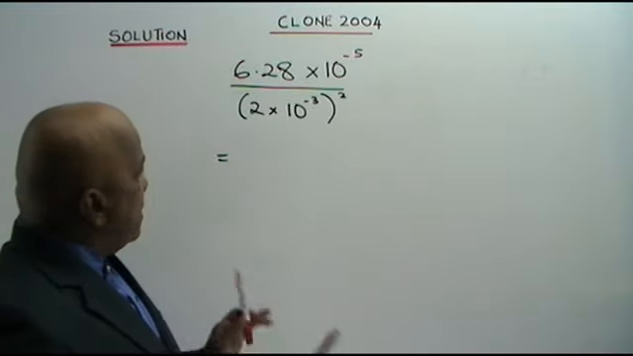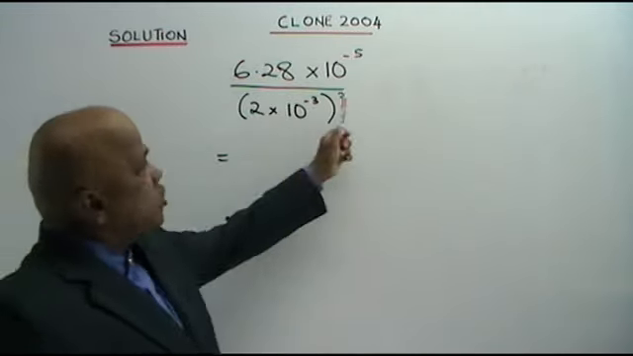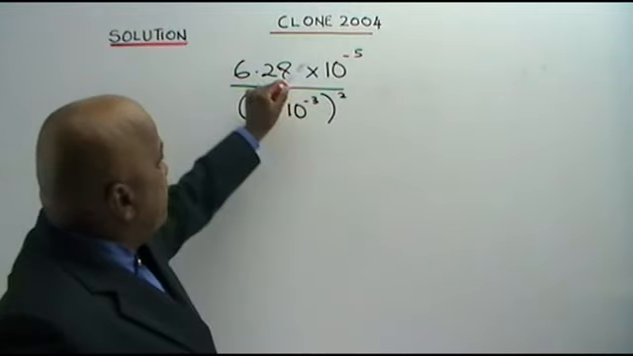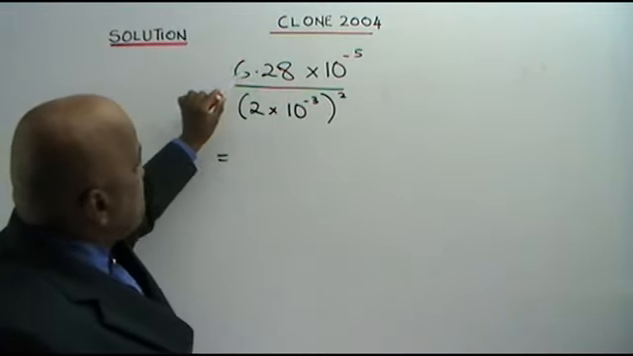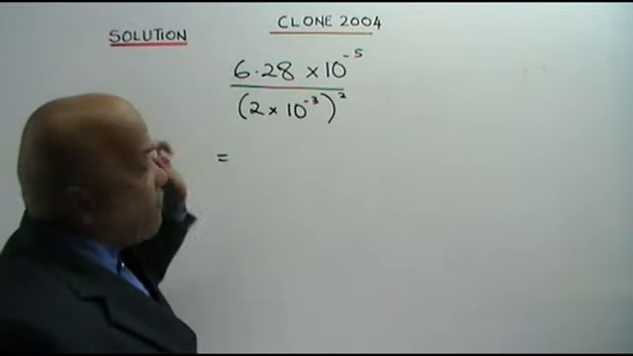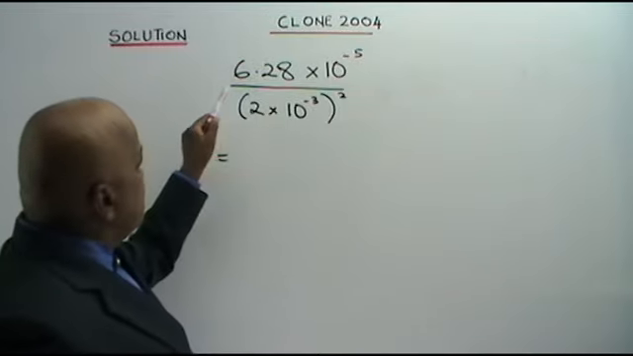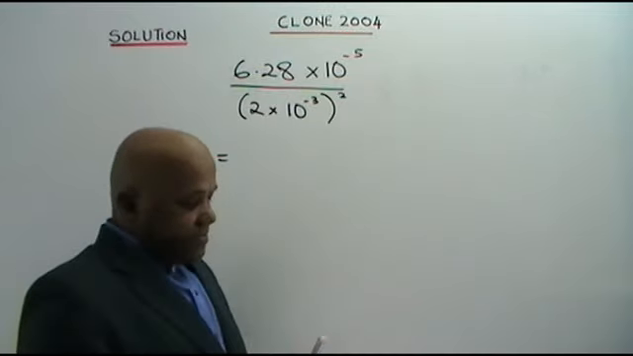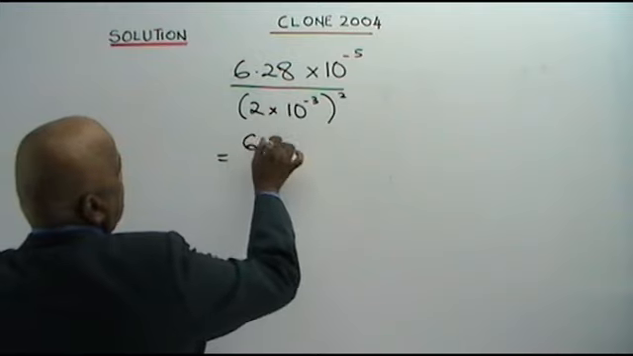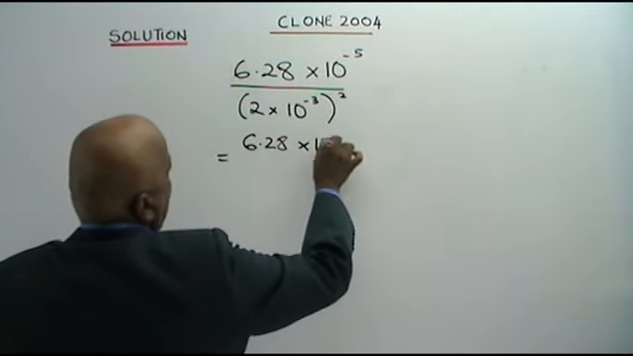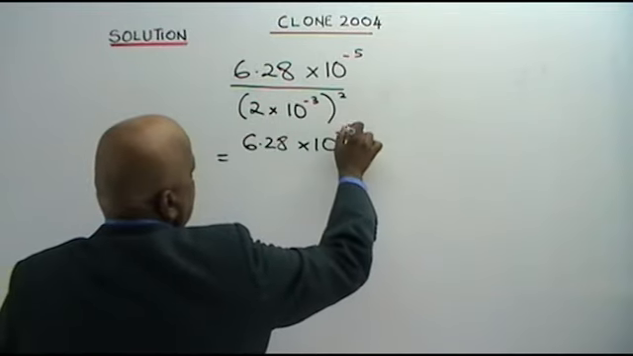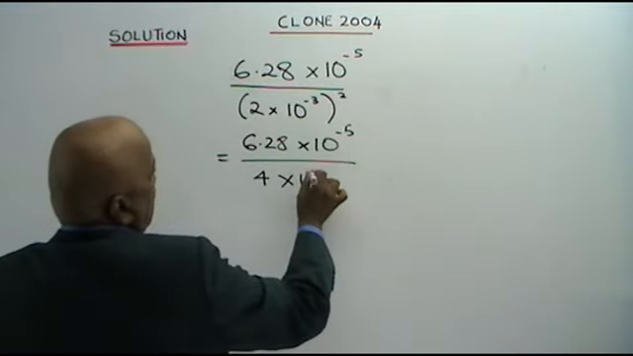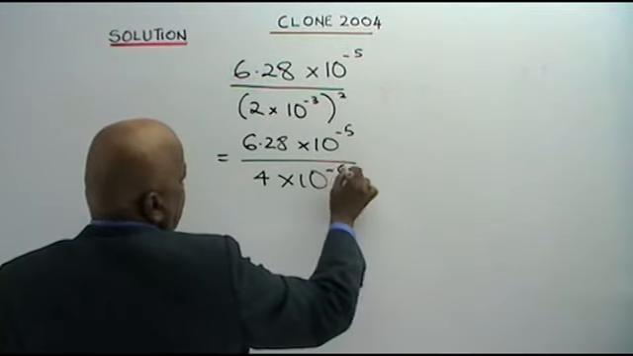Now, if you look very carefully, using the laws of indices, 2 squared is 4. 6.28 can be divided by 4, and you get a number between 1 and 10. So you save steps. Watch. 6.28 times 10 to the power of negative 5 over 2 squared, which is 4, times 10 to the power of negative 3 times 2, which is negative 6.